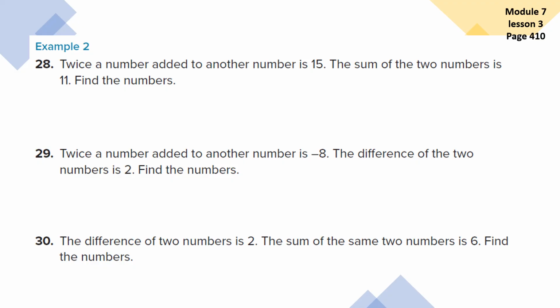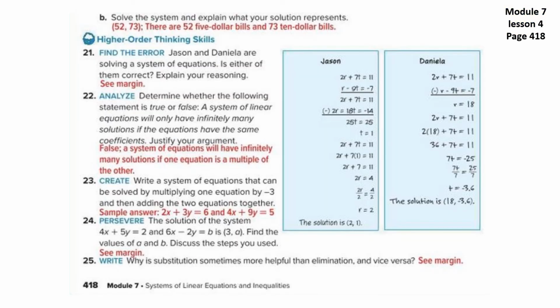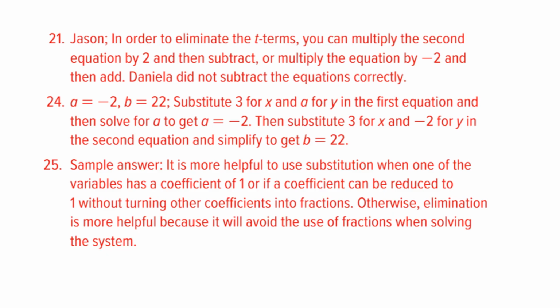Coming for your exams. So here we have some word problems from module 7, lesson 3, page 410. We are going to cover them in part 3 of the session, and you have the following answers coming up for these two questions. Similarly, for the questions on page 418, lesson 4, the following solutions have been given to you for checking your answers for the higher order skill questions. So this is all about the answer key for your coming exams from module 2 to module 7.